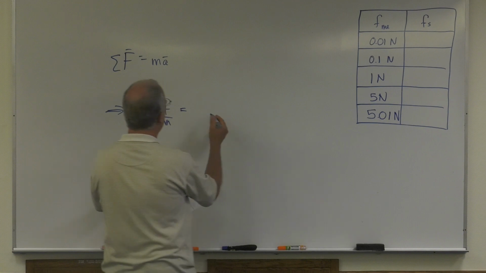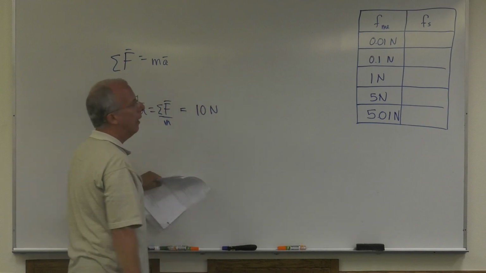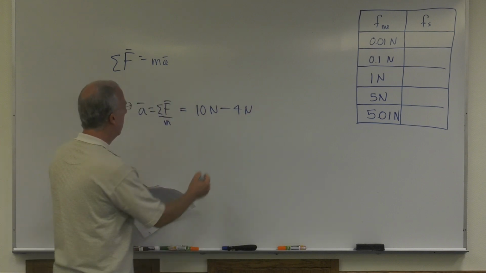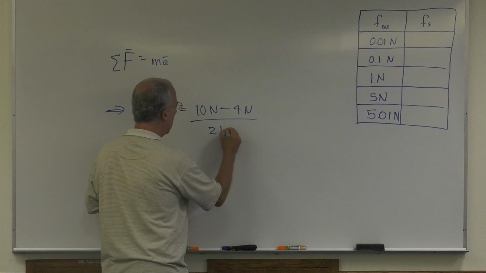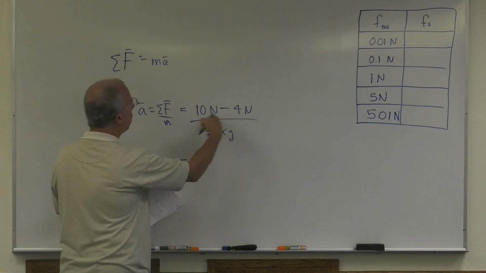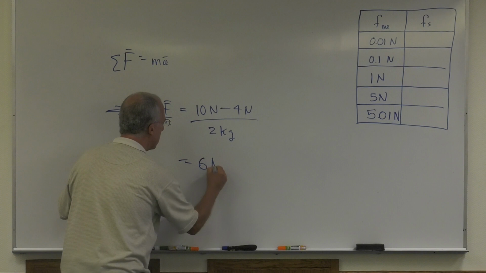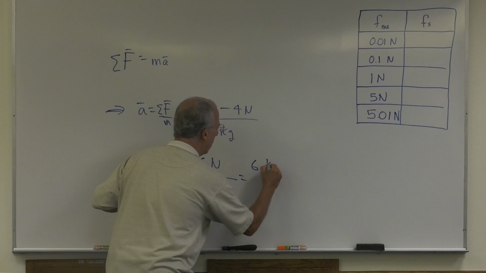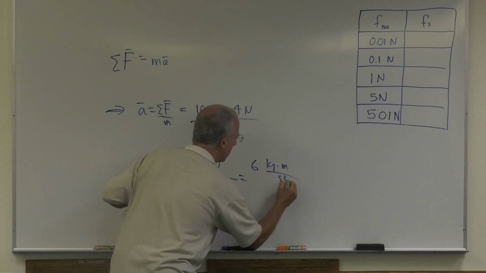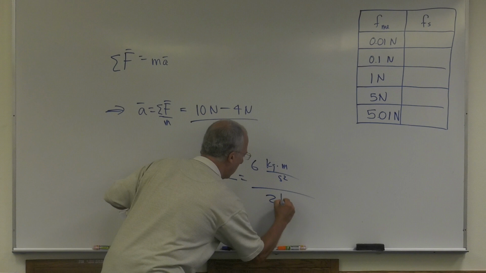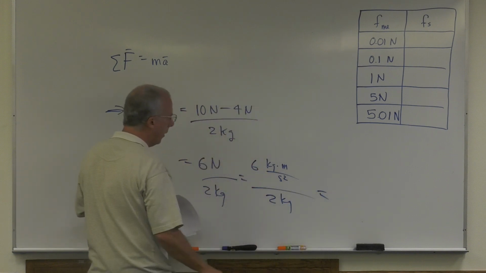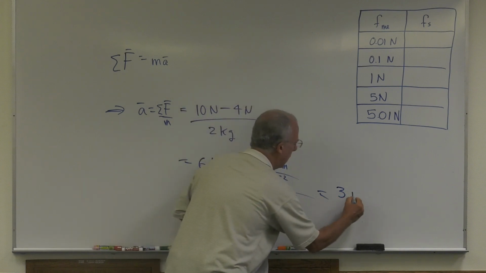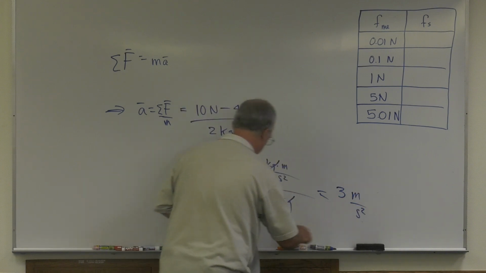So the net force: you have 10 newtons in the direction of the push, but then you have minus 4 newtons because friction opposes the motion, right? And the mass is 2 kilograms. And so the net force is 6 newtons. What's a newton? It's a kilogram times a meter per second squared. And then you have the 2 kilograms. So 6 over 2 is 3. The kilograms cancel, so you get 3 meters per second squared.